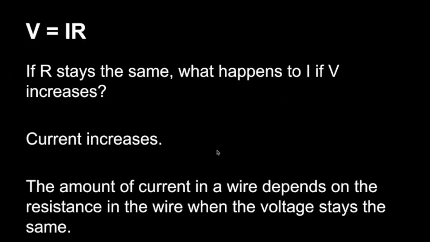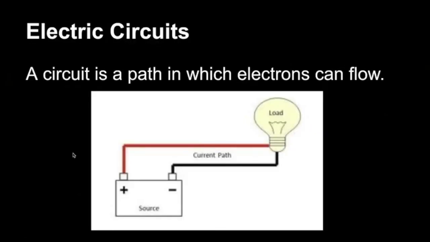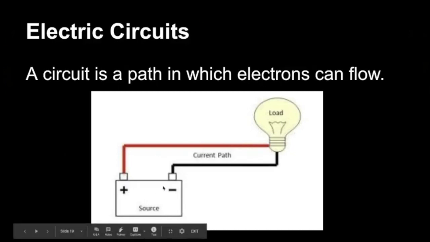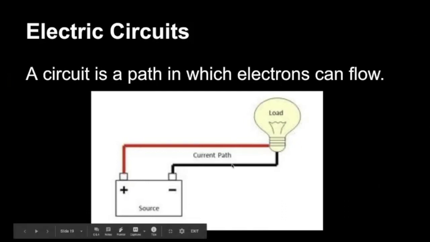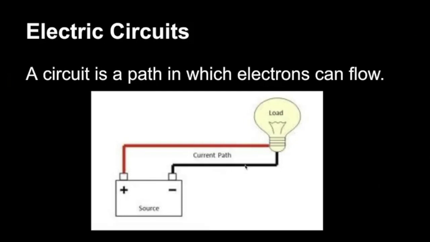All right, and finally, we've got electric circuits. So a circuit is any path through which electrons can flow. And so I showed you a few other examples, but here we've got wire leading from plus, and then one from minus. Electrons actually are going to flow through here up into the light bulb and then come back.